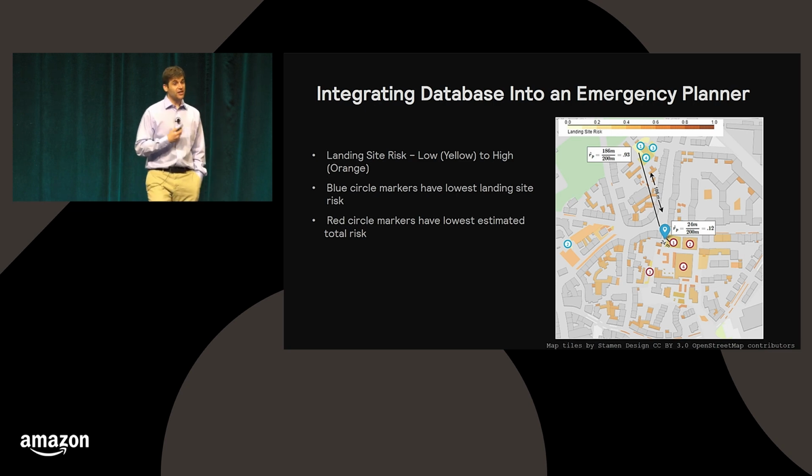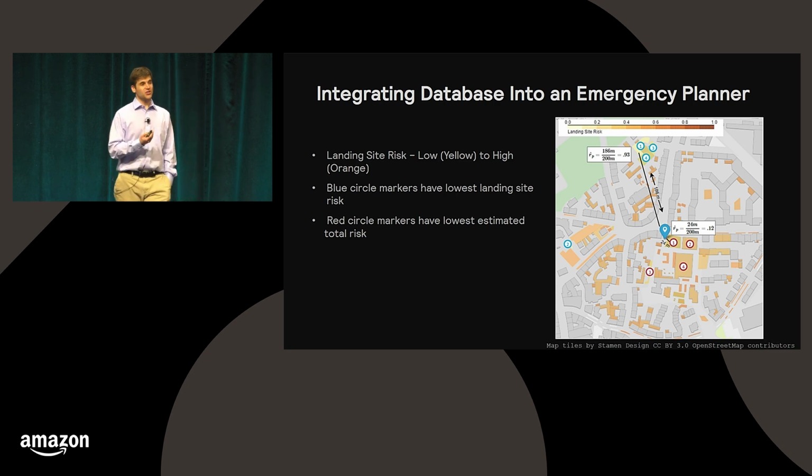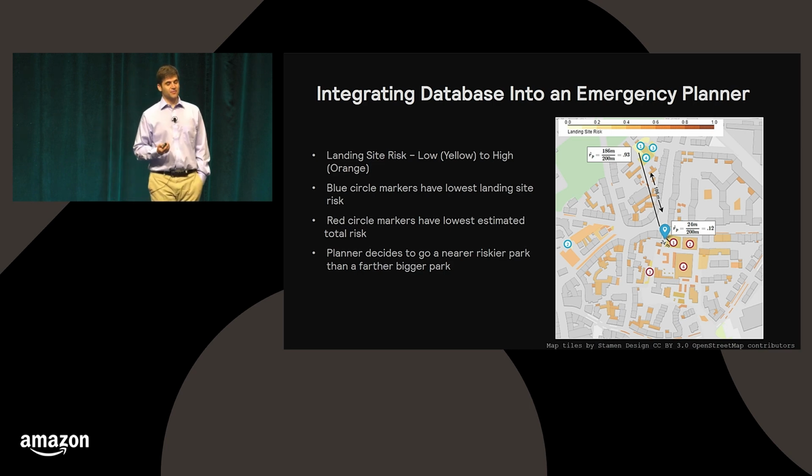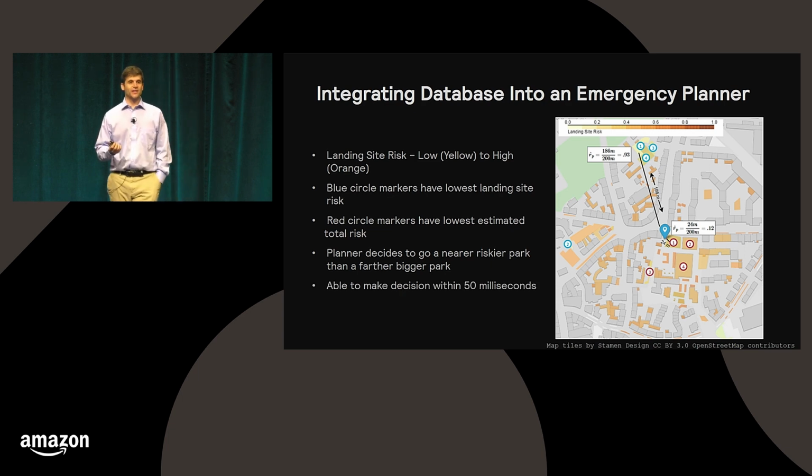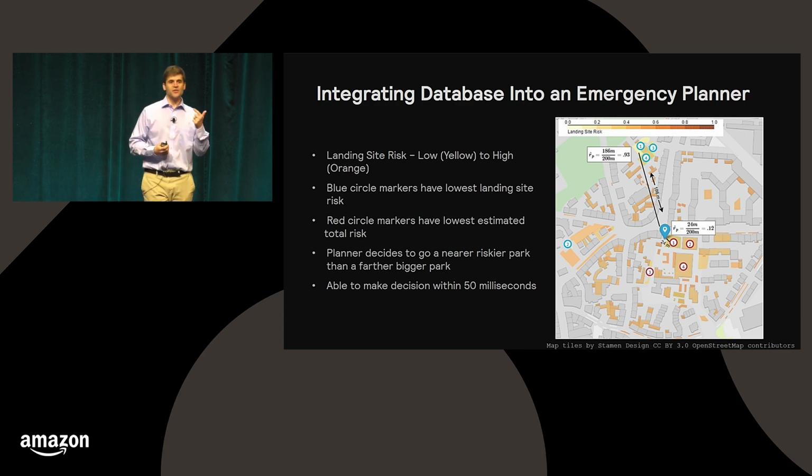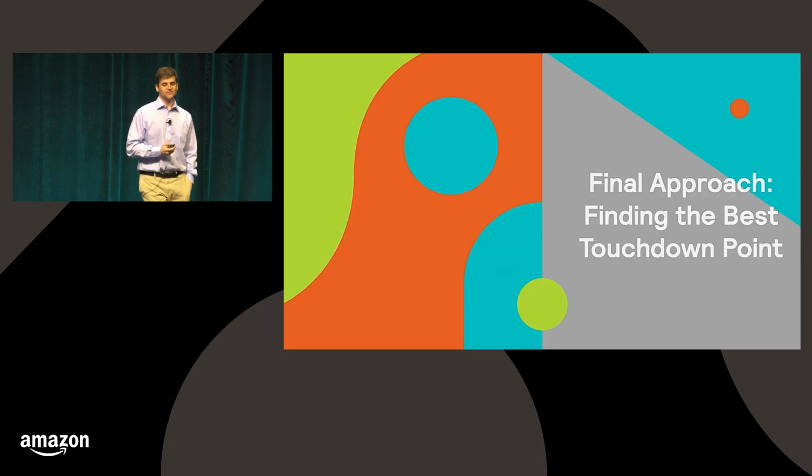And you'll notice it's making a choice. It's totally different than the blue ones. It chooses the ones that are closer by, near parks, rooftops, and so forth. So the planner decides to go to a nearer, riskier park instead of going to a much farther, larger park. And it's able to make these decisions very rapidly. Not just the choice of which landing sites to go to, but also the path planning to give us a really rudimentary path of how to get to the area we need to go to.